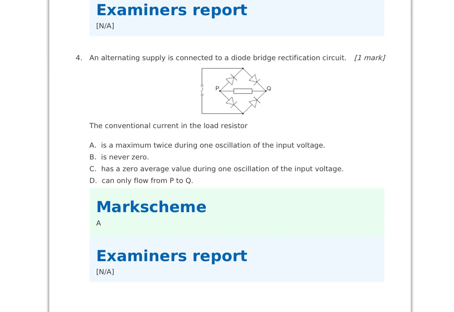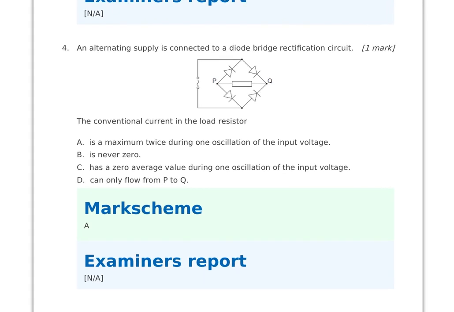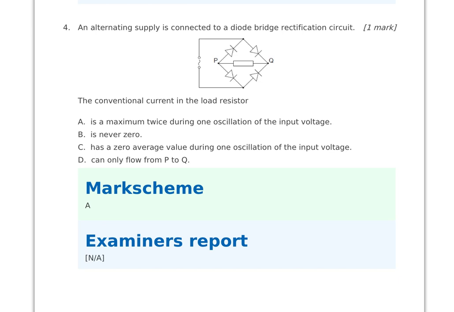But nobody actually cares what I think about diode bridges. Let's just answer the question. Okay, so before it says the conventional current, the current that is in the load resistor. What is true about it? Well, let's do a trace of the output, just to do it because it's good to do.